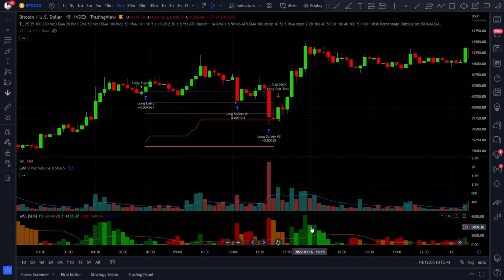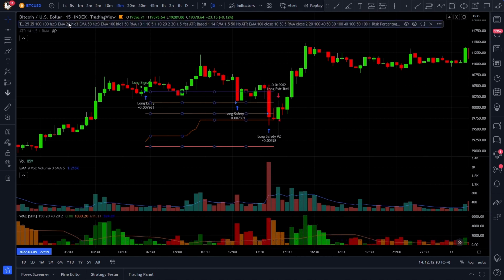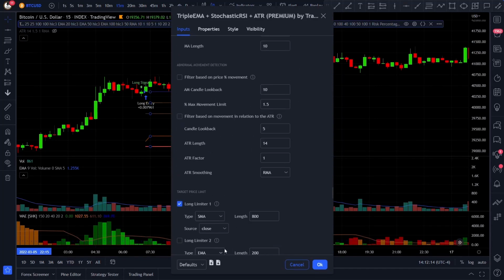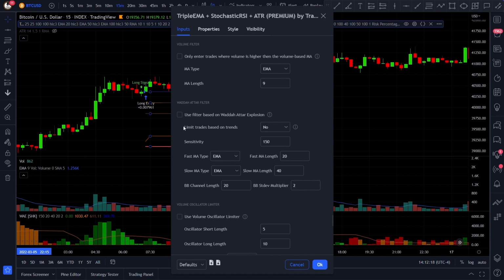A common way to use it is to only allow trades when the bars are above the lines. This is also the method our filter uses. You can modify all the settings of the Waddah Attar in our scripts. You also have the option to take the bar colors into consideration.